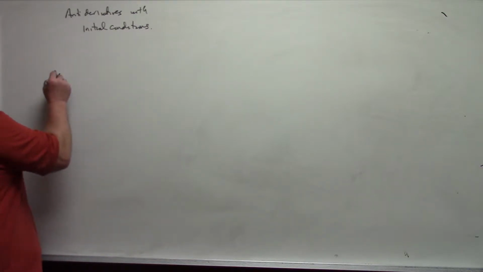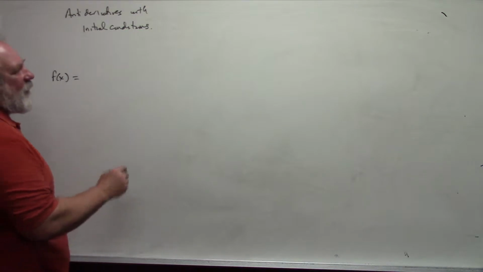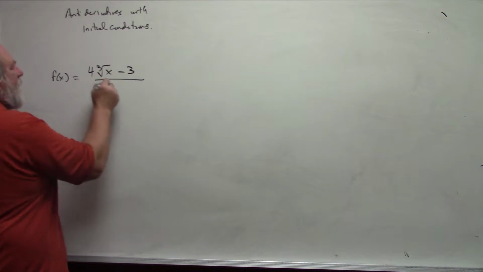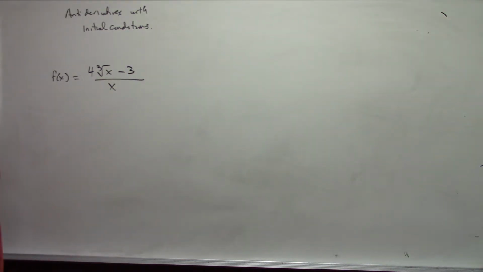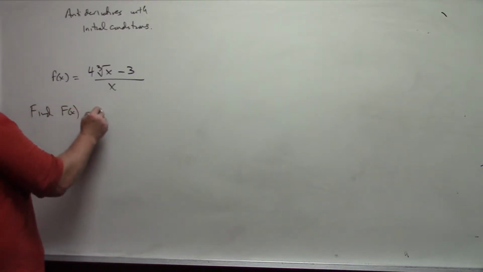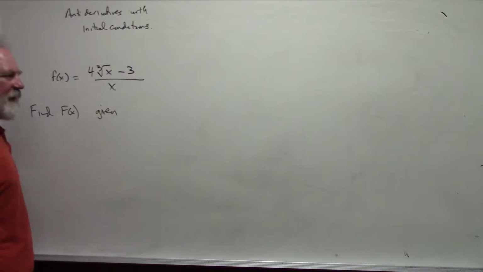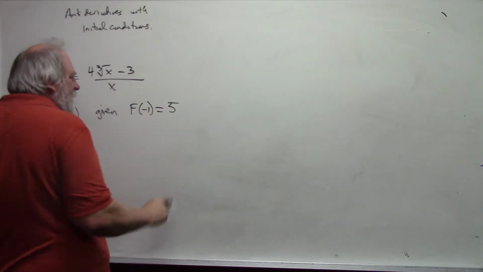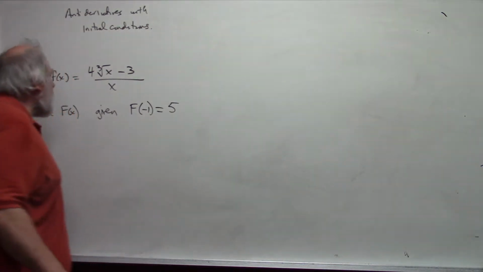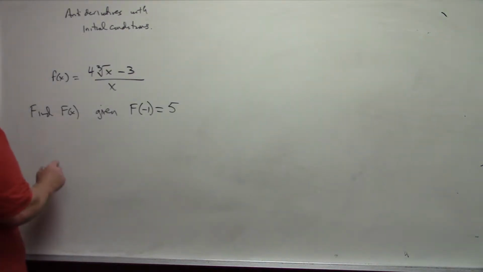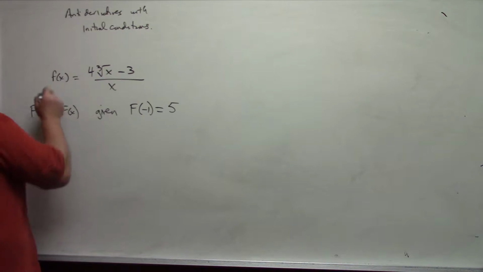Suppose I have f of x is equal to 4 cubed root of x minus 3 divided by x. And I want to find the antiderivative. Find capital F of x given, this is the initial condition, capital F of -1 is equal to 5. So the first thing I need to do is find the antiderivative. Before I can do that, I need to do some algebra.